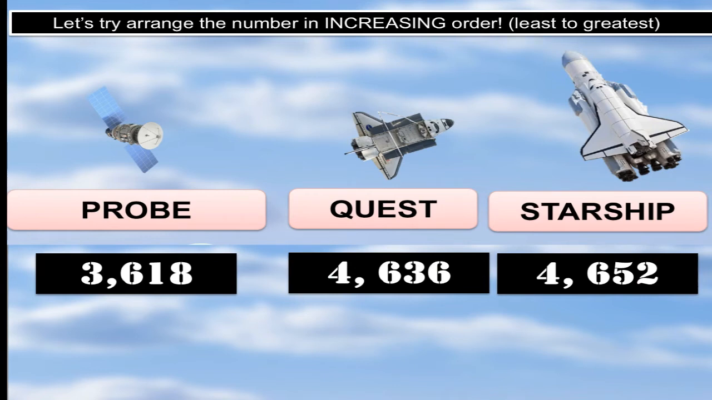So, if you're going to arrange the space probes in increasing order, it should be Probe, which weighs 3,618, Quest, which weighs 4,636, and the last one is Starship, which weighs 4,652.